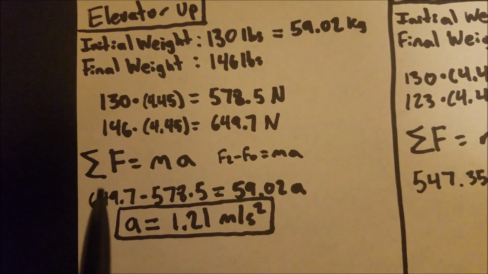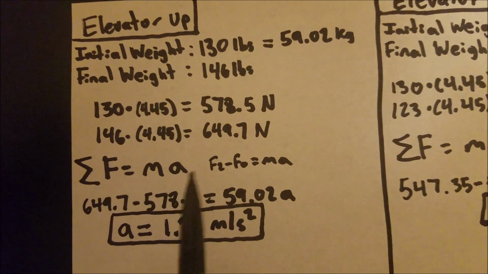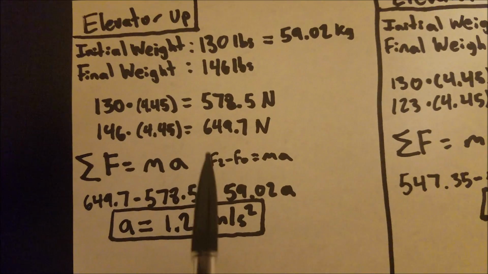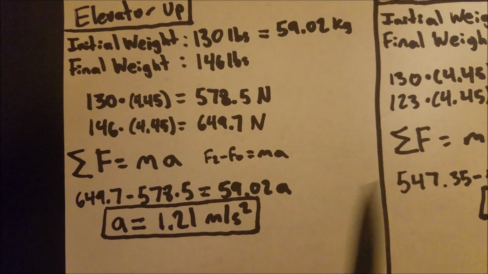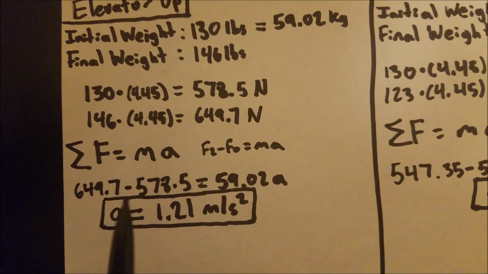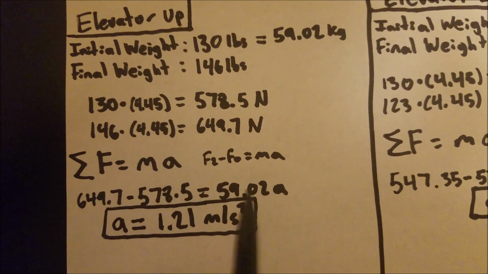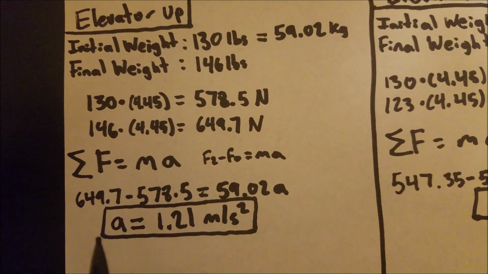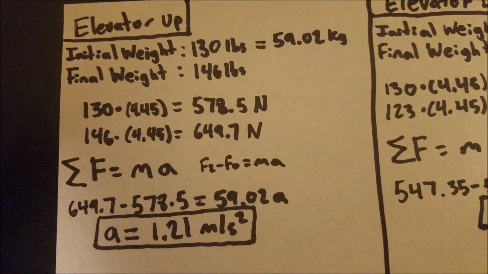We used the formula net force equals mass times acceleration, which is final force minus initial force equals mass times acceleration. So 649.7 minus 578.5 equals 59.02 a. So acceleration equals 1.21 meters per second squared going up.